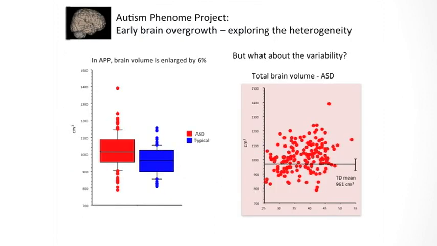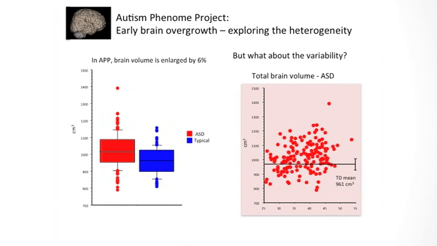So what we've been doing in the Autism Phenome Project is to look at this phenomenon of early brain overgrowth and to explore the heterogeneity of it. So the first thing that I did was measured everybody's brain and just simply plotted brain volume and compared it in ASD, which is in red here, versus the typically developing children. And we replicated the previous findings that on average, if you just take the average of the children with autism, their brains are about 6% larger, and this is matching for age and things like that.